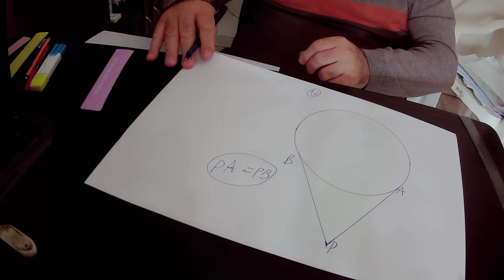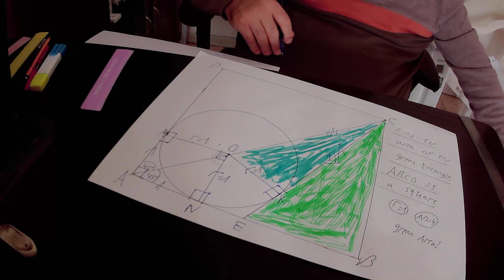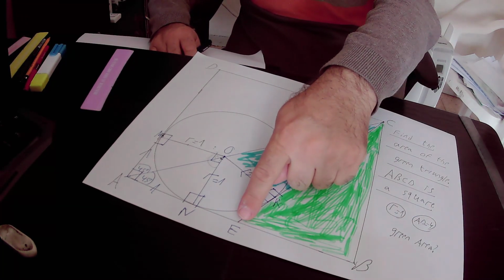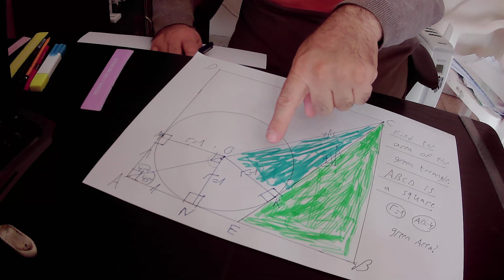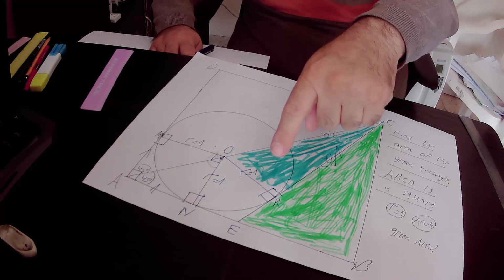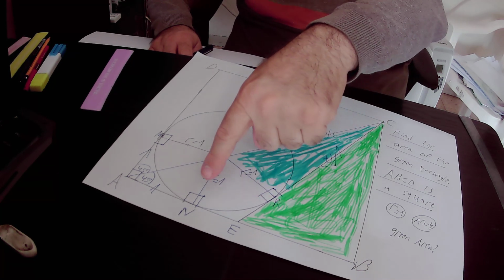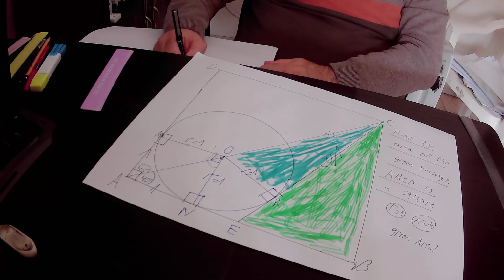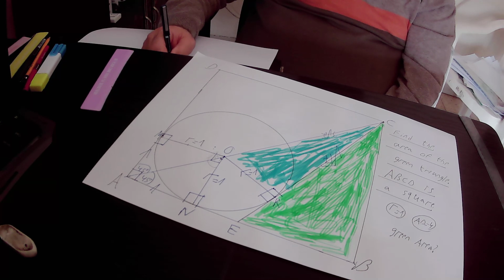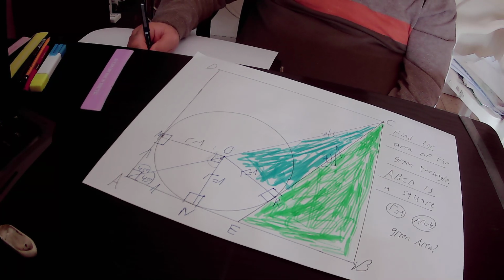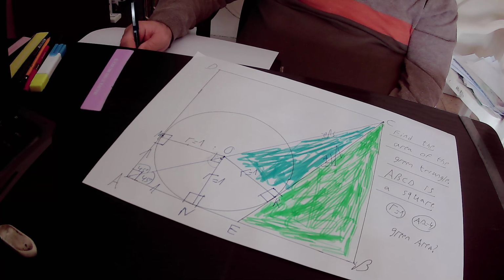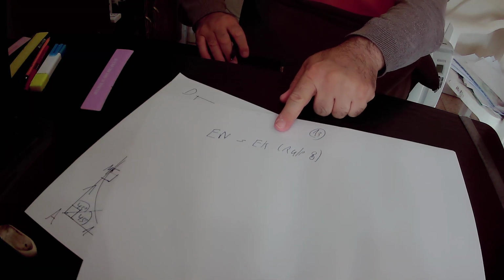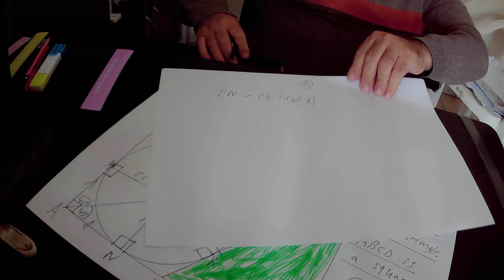And we can implement rule number 8 in our drawing, because in our drawing this point E is defined as an external point of this circle, and from point E we have two tangents to this circle. The first tangent is tangent EN. The second tangent is tangent EK. And according to rule number 8, the lengths of those two tangents are equal to each other. That is to say, EN equals EK according to rule number 8. Okay?